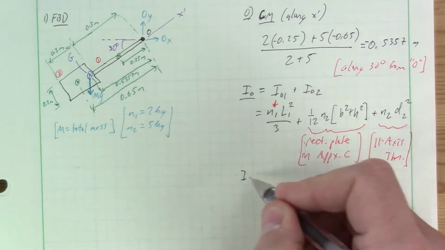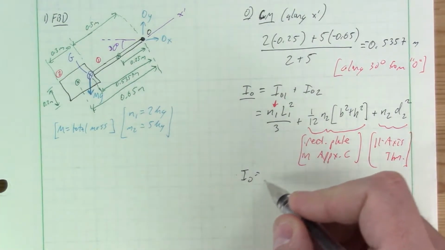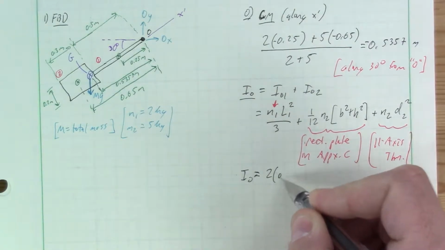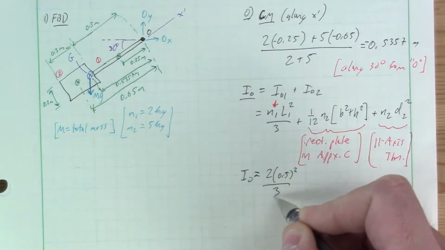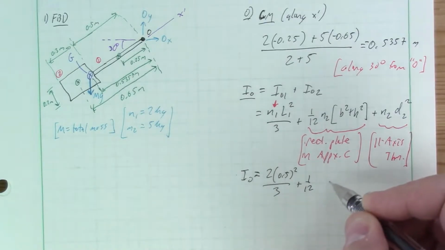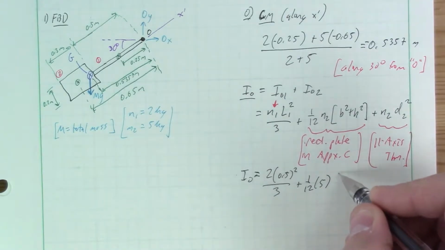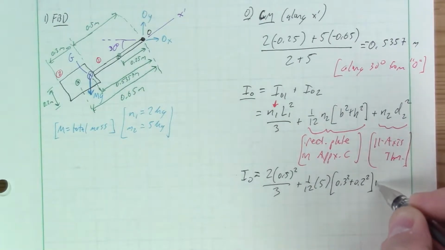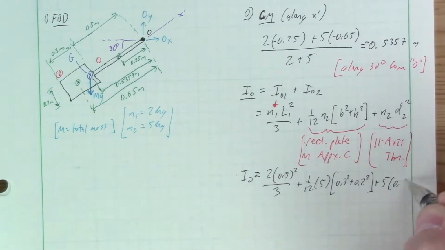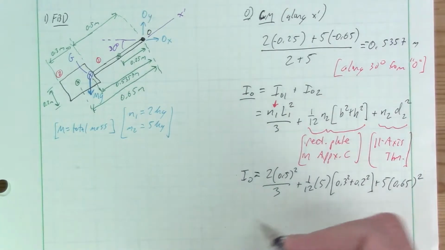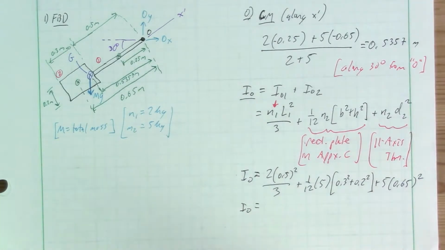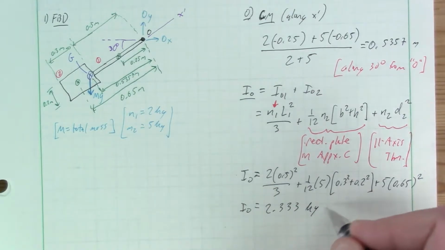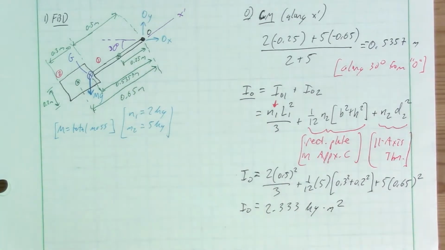Okay, so I about O, plug everything in, we get 2 kilograms, 0.5 meter squared divided by 3, not going to be so careful with units here, plus 5 kilograms, 0.3 squared plus 0.2 squared, plus 5 times 0.65 squared, and so the moment of inertia about O is 2.33. Once you calculate all this, I think it's 3 repeating kilogram meter squared.